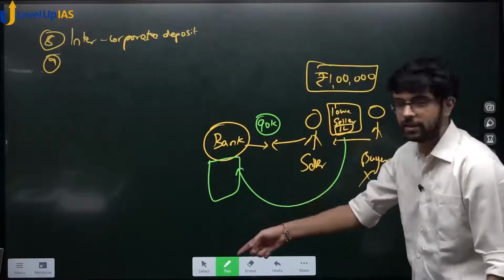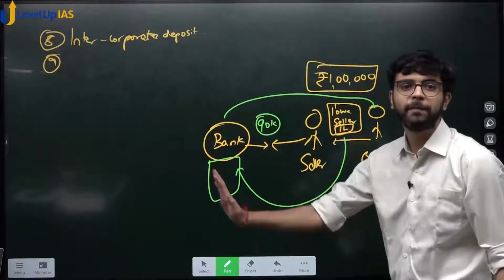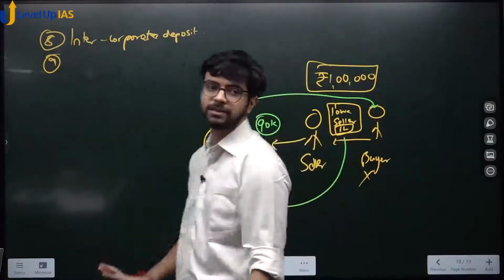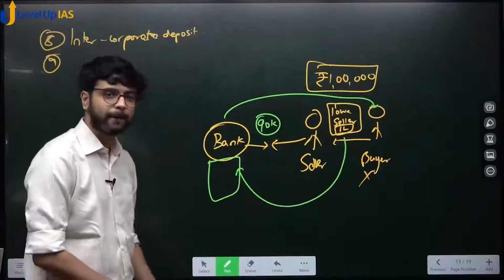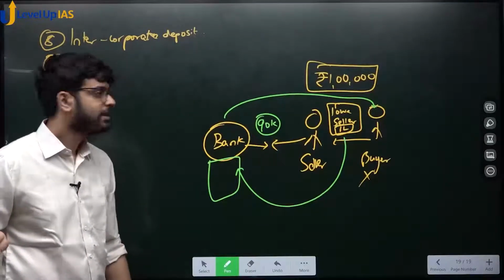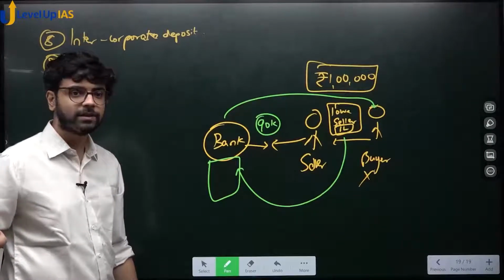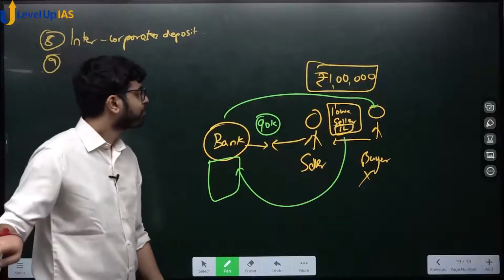After 6 months, the bank will go to the buyer and say, I have this paper, pay me 1 lakh rupees. Did you understand this? Or should I repeat? How much is the bank giving to the seller today? How much is the bank getting after 6 months? 1 lakh rupees. Okay?